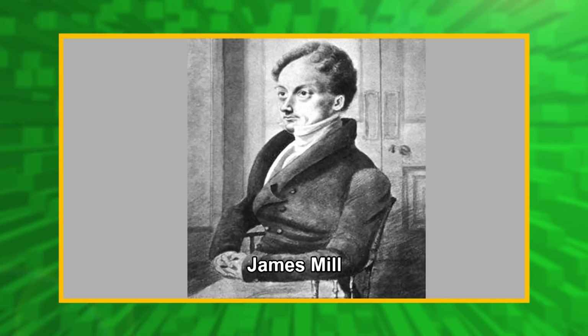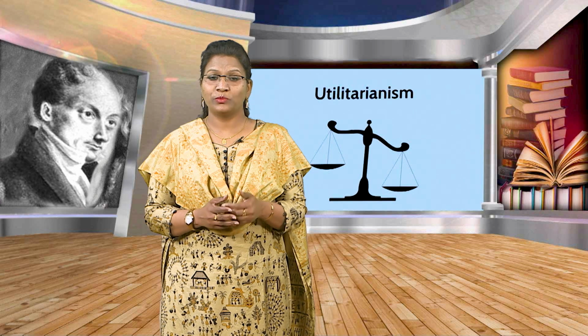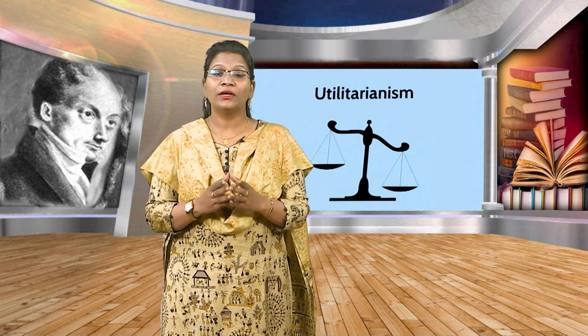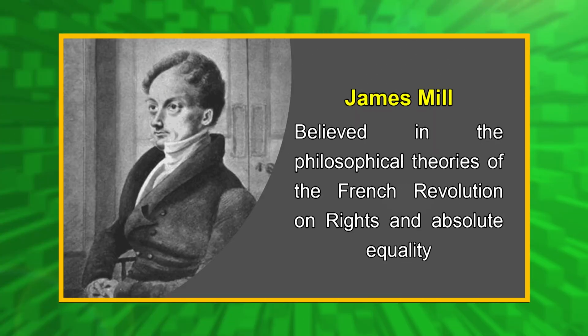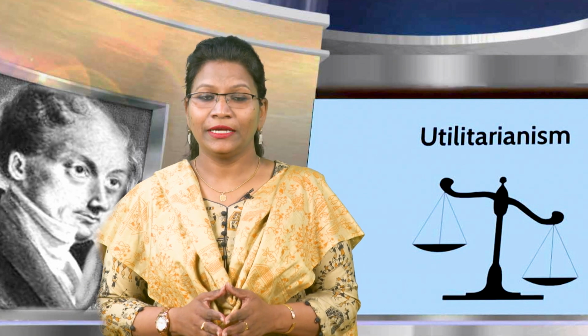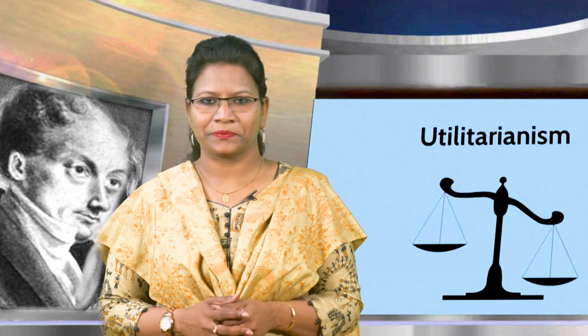James Mill took great interest in the colonial administration of India and he justified British imperialism across the world in the name of rational utility. He believed in the philosophical theories of French Revolution on rights and absolute equality. In the modern philosophy of the 19th century, he was said to be the founder of philosophical radicalism.